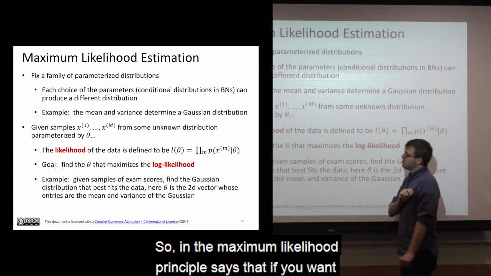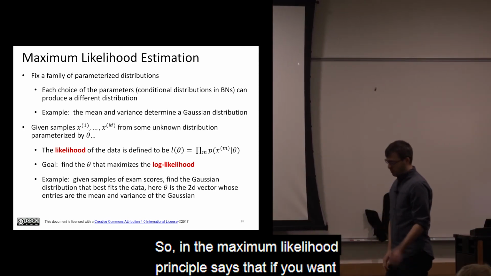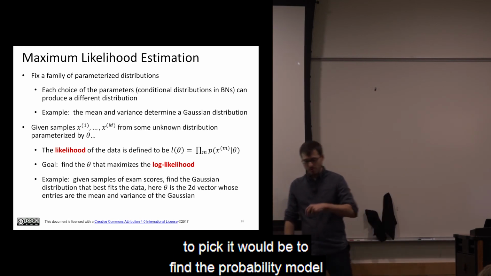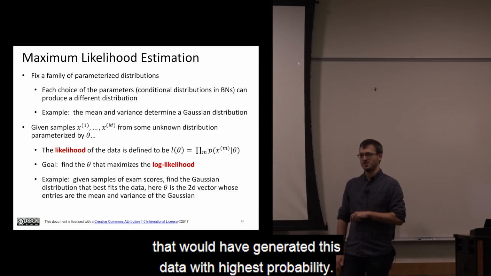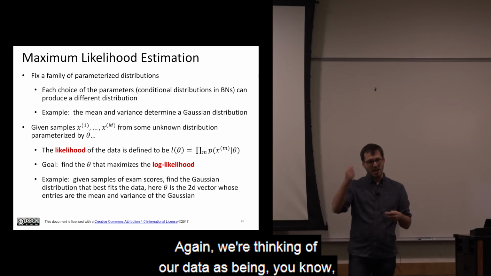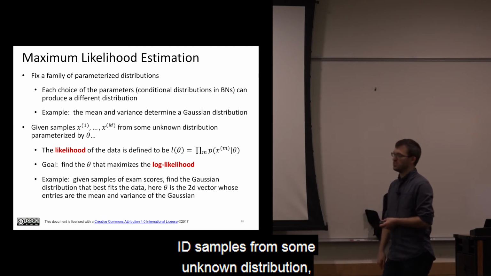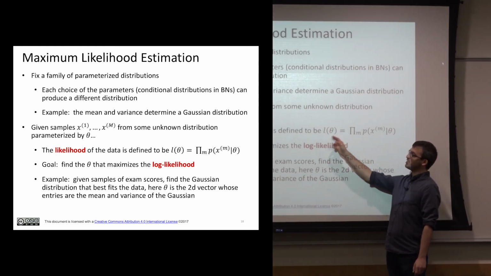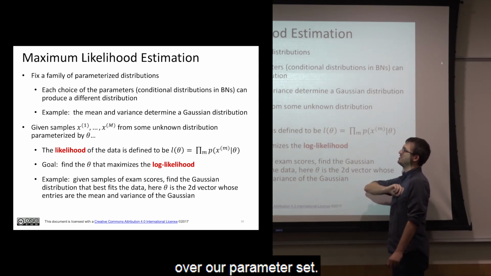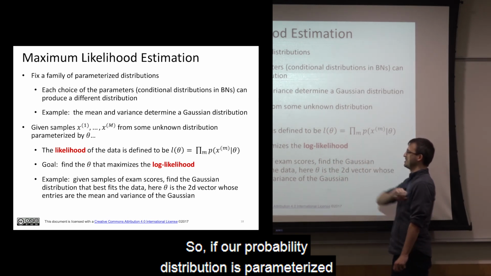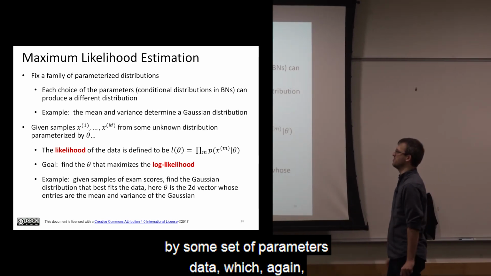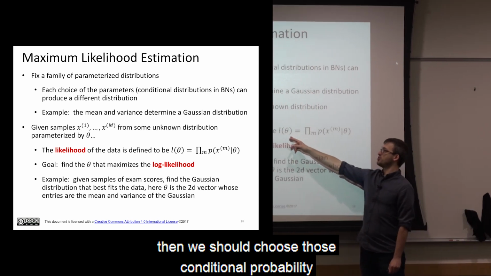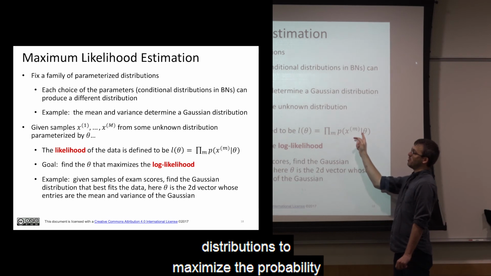distribution. So the maximum likelihood principle says that if you want to fit a probability model to data, then a good way to pick it would be to find the probability model that would have generated this data with highest probability. Again, we're thinking of our data as being IID samples from some unknown distribution, just like in this coin flipping case. So the maximum likelihood principle says that we should maximize the likelihood over our parameter set. So if our probability distribution is parameterized by some set of parameters theta, which you should just think of as being the conditional probability distributions of some Bayesian network, then we should choose those conditional probability distributions to maximize the probability of the data observations.